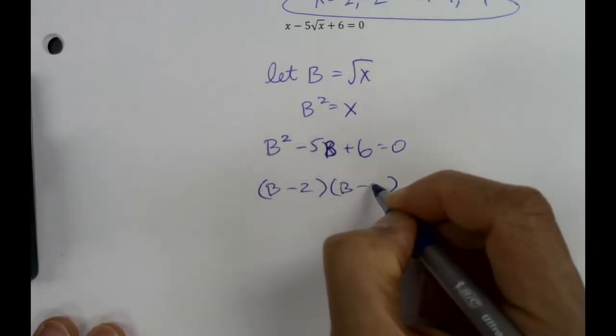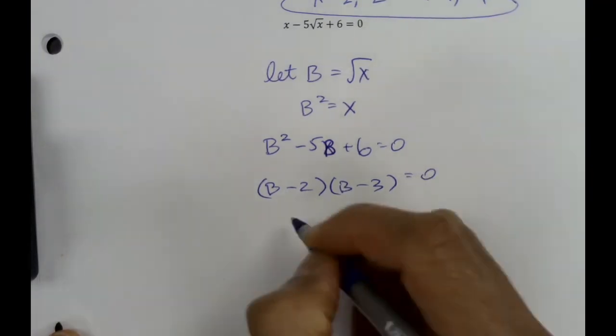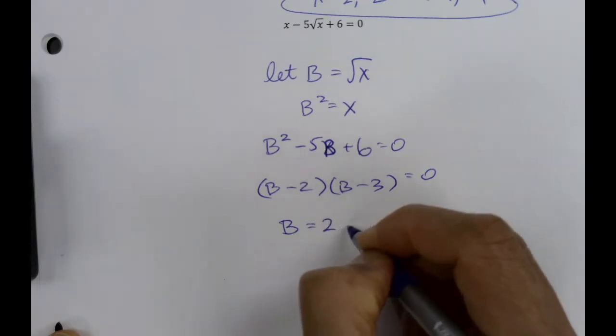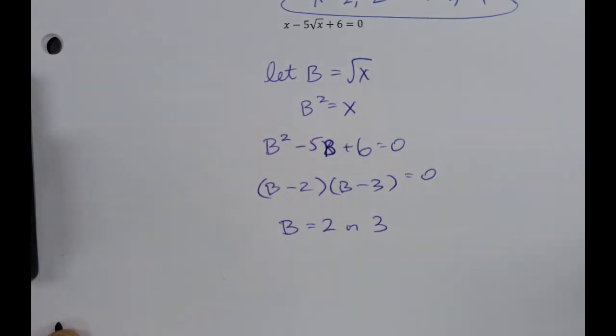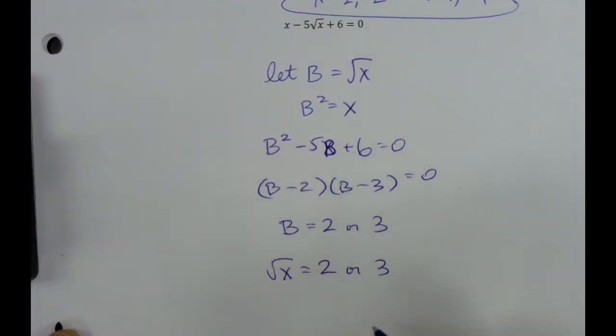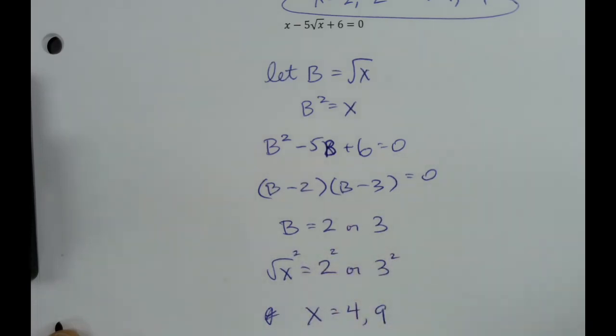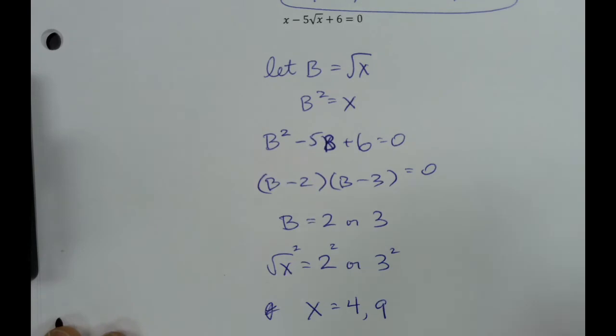b minus 2, b minus 3 will give us positive 6, and minus 5b. And so then b is either 2 or it's 3. Now remember, that means that root x is either 2 or 3, and x then is either 4 or 9, right? Just square both sides.